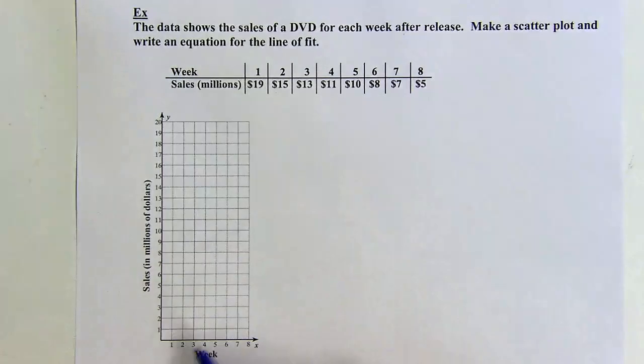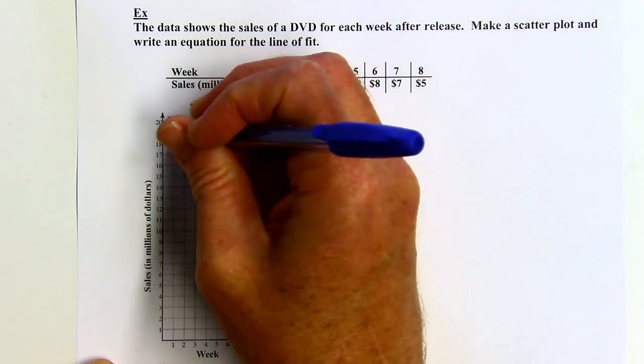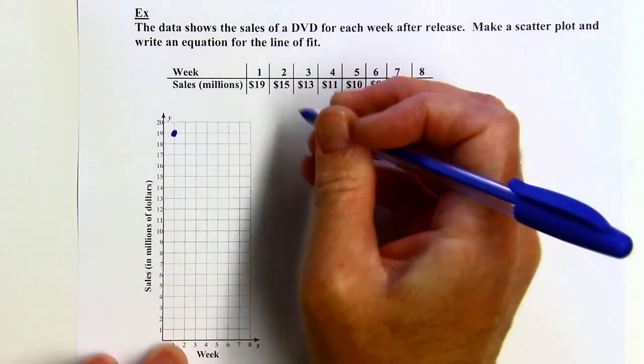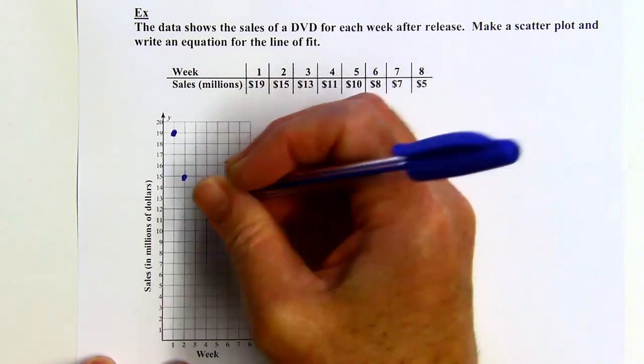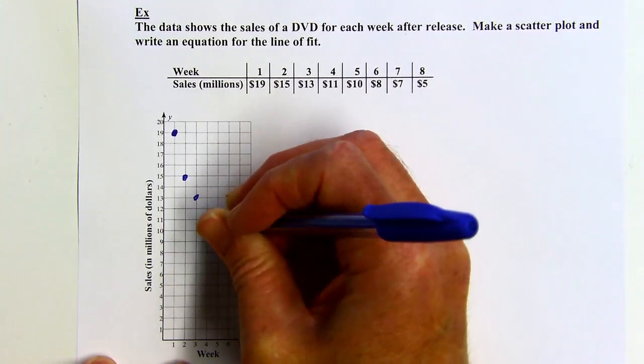So week 1 got $19 million. So 1, 19 is right there, right? And I'm going to go through the rest of these. 2, 15 will be right here. 3, 13, 4, 11, and so forth.